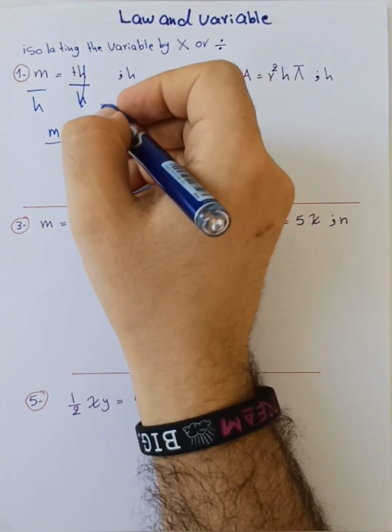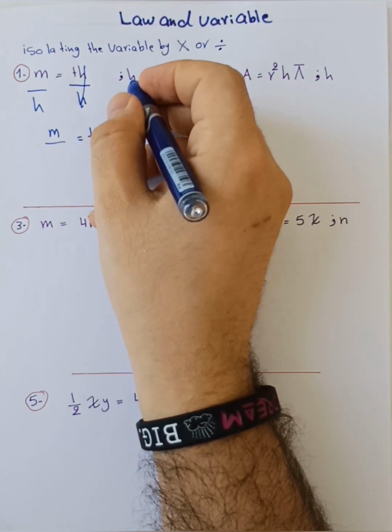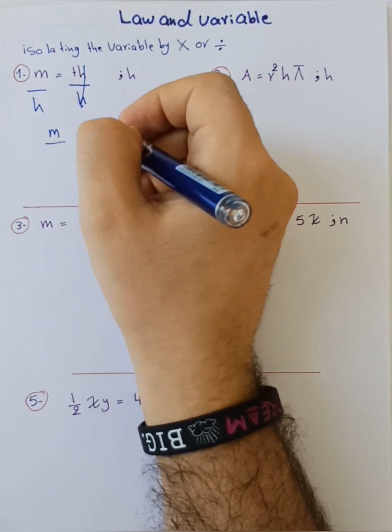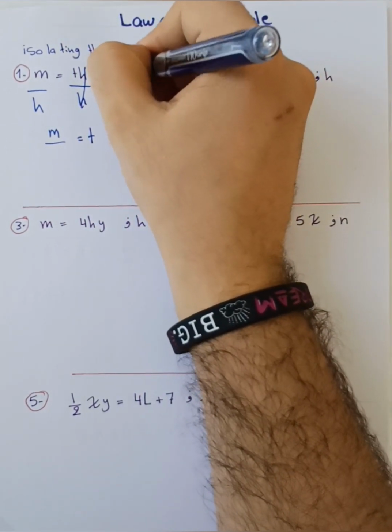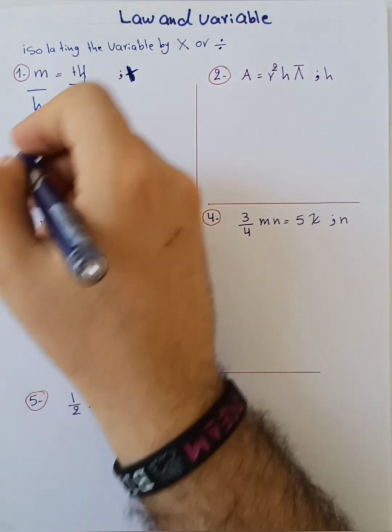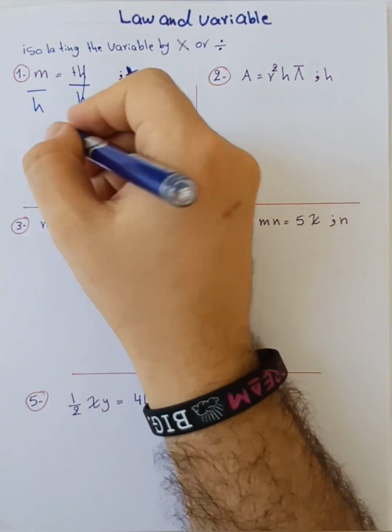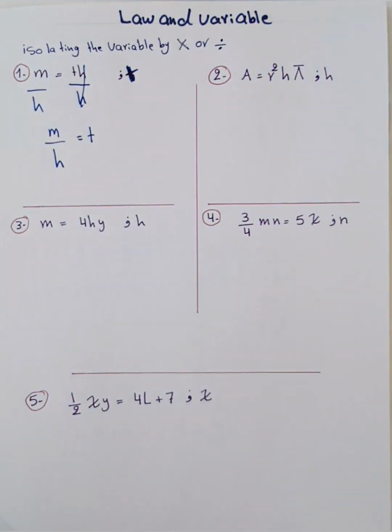Sorry, the variable t, we have to make this t stay alone, the variable t. So t equal to m out of h.